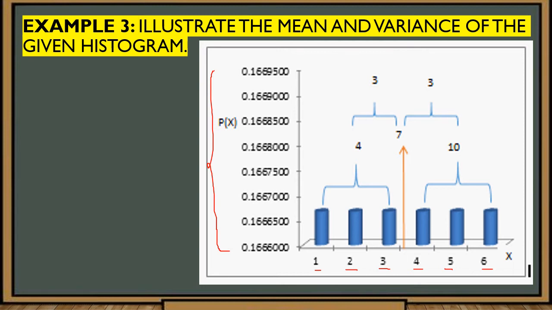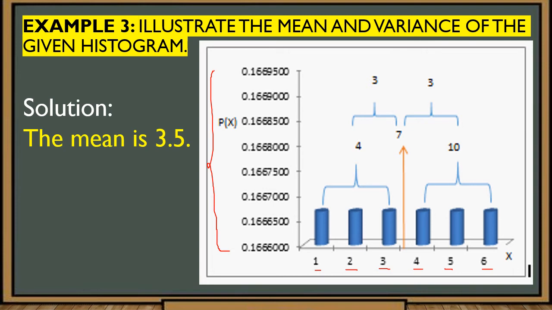Now, how do we find the mean? First, we're going to illustrate the mean. Simply, as in our previous activity, we add the values of x. So 1 plus 2 plus 3 plus 4 plus 5 plus 6, divided by 6, we get 3 and 5 tenths. So the mean is 3 and 5 tenths. And it can be found in the middle of these 6 values. Since they have the same probabilities, we can also say that the mean is found here in the center.